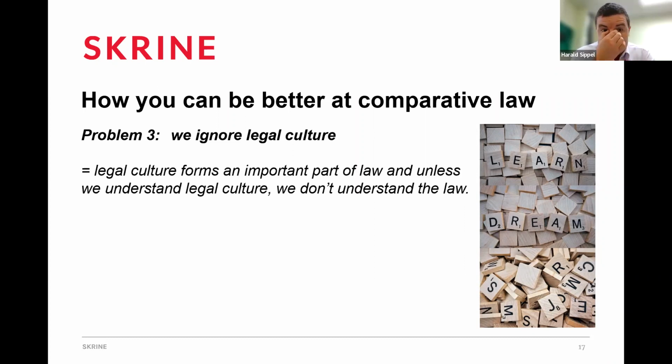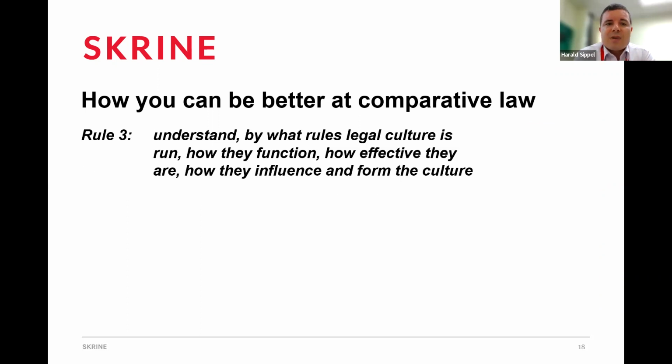So what is that? It's an important part of law, and unless we understand it, we don't understand the law itself. What can we do? And I'm speeding a little bit because we only have a few minutes left. Sorry for that. We should understand by what legal culture is run, how it functions, and how effective the cultures are, and how they influence and form the culture.